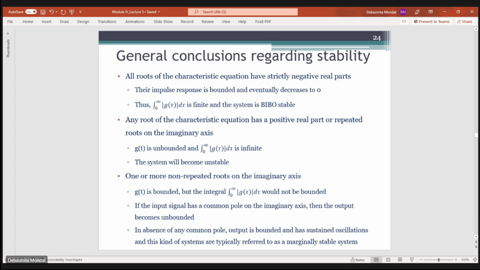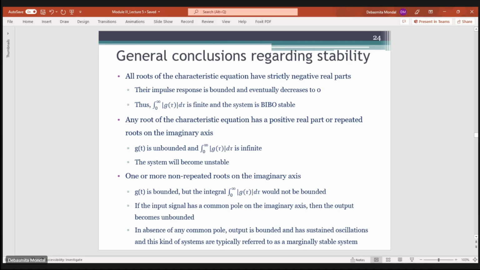is BIBO stable. The second case is that if any root of the characteristic equation has a positive real part or has repeated roots on the imaginary axis, then the value of g(t), the impulse response, is unbounded and not absolutely integrable, and the system will become unstable. So if you have roots of the characteristic equation, which are equivalent to the poles of the system, that lie on the right side of the S plane, or you have multiple roots on the imaginary axis, your system will be unstable.